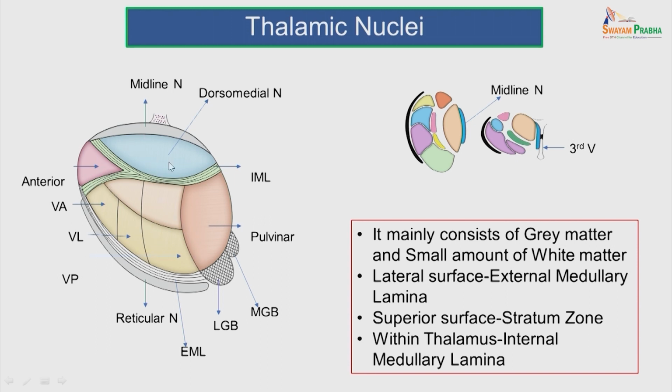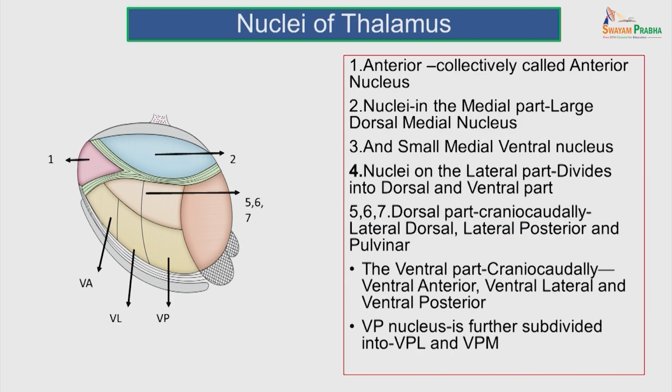So, now let us deal with the various nuclear complexes present within the thalamus. This is the intramedullary lamina. Between the two limbs of the intramedullary lamina, we have the anterior nucleus, and it is broadly divided into dorsal and ventral nuclear complexes.